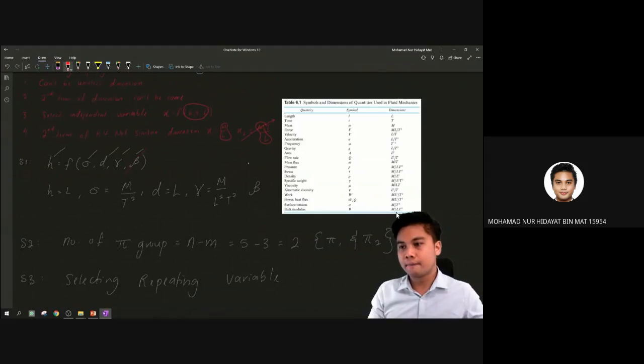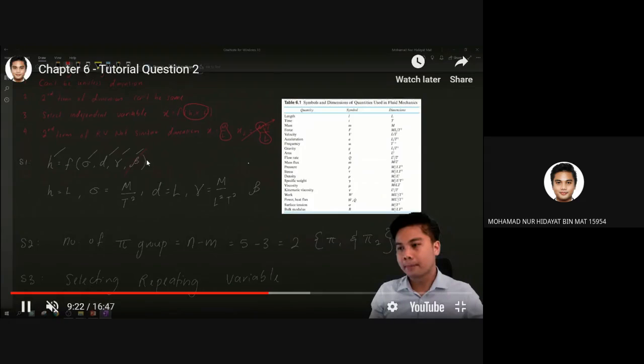Here is the ground rule on selecting the repeating variable. The repeating variable cannot be unitless. That is rule number 1. Cannot be unitless. So beta we cancel out. Second one, here, we have the sigma, we have the diameter, and then we have the gamma here.